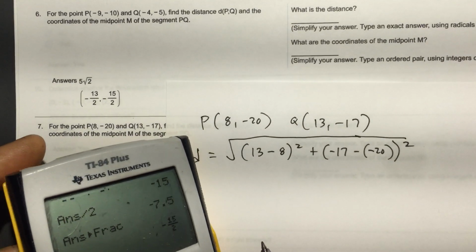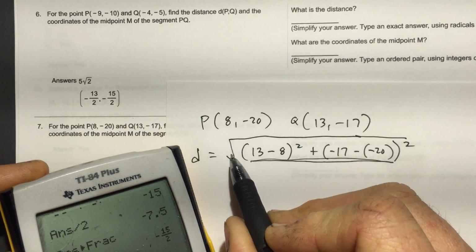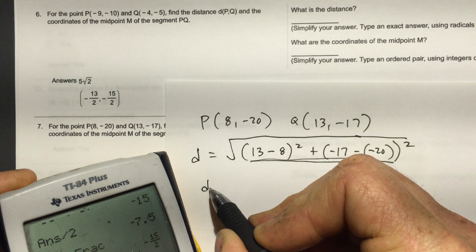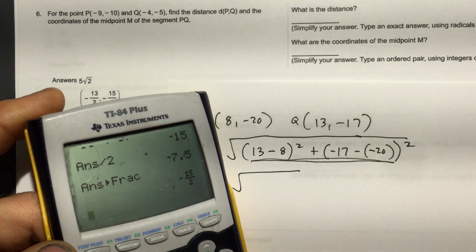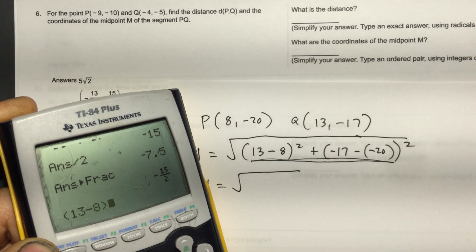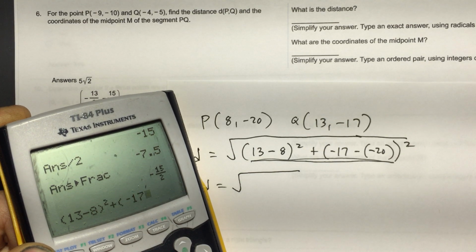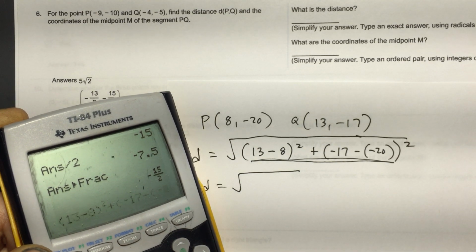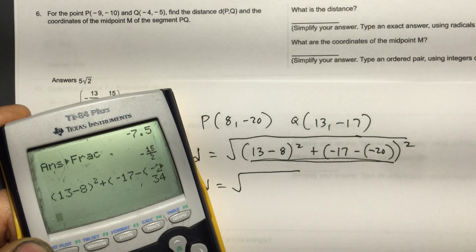All right, so now again, all this under the radical we can punch in, but not the radical. So my distance is going to be the radical of, now I type all that in. So all right, let's get over here. We can do 13 minus 8 squared plus -17 minus -20, and that's squared. All right, looks like 34.